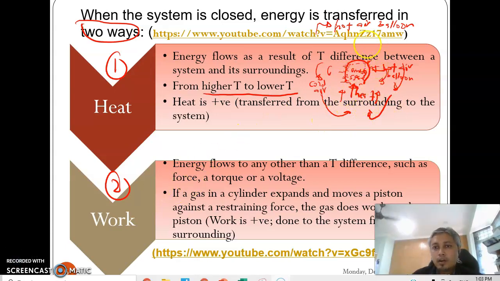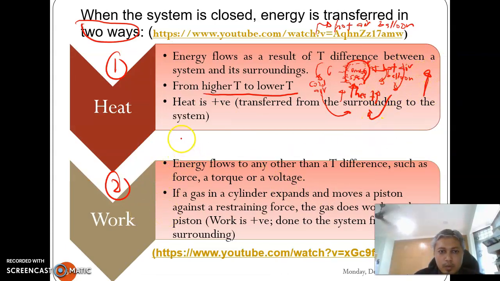That's why the hot air balloon will float in the air. Okay, and then the next one is work. Normally we often use this formula for work: W equals force times displacement.